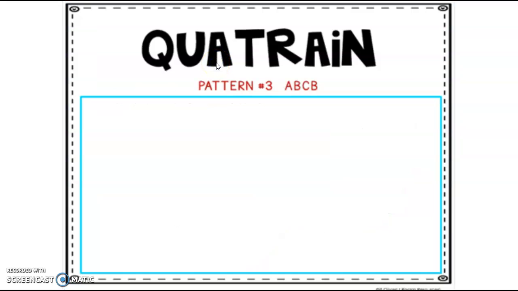So you are going to choose one of these 3 quatrains to use to write your poem. Remember, it has to be 4 lines, and based on whichever pattern you choose, that will be your rhyme scheme.